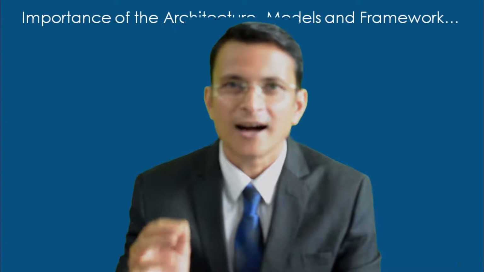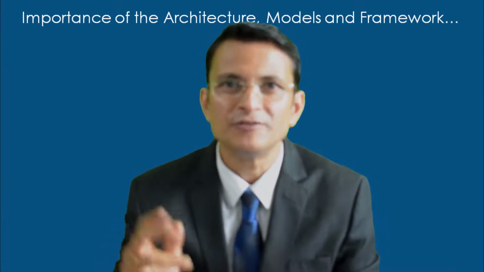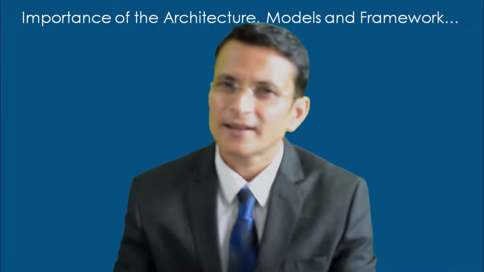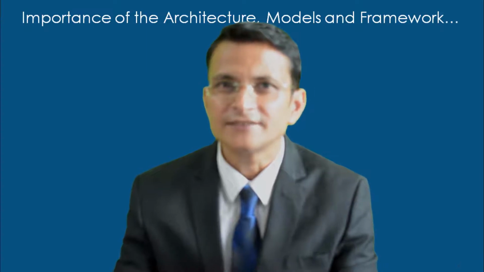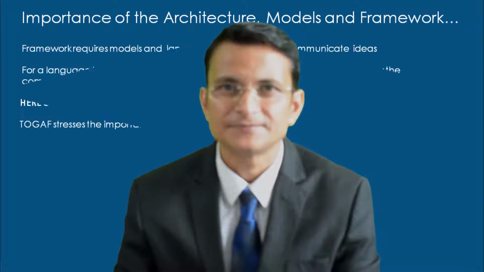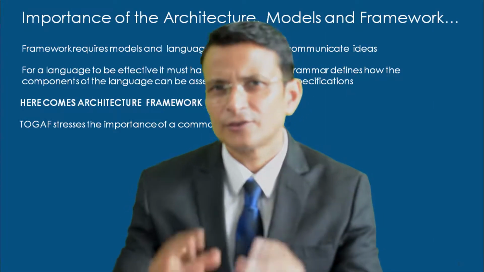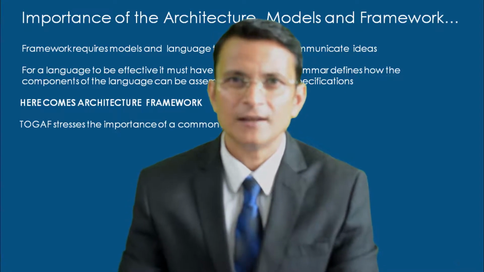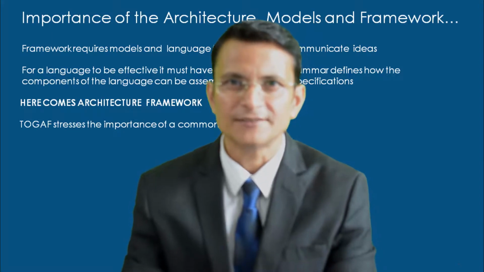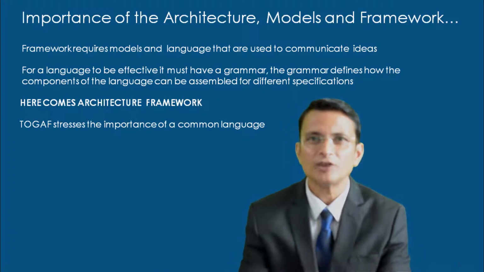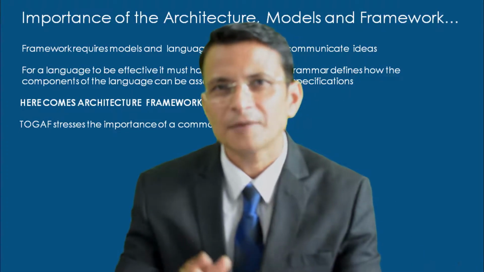So what does a framework need? A framework needs a language, a model to communicate, isn't it? For a language to be effective, you need grammar. What does that grammar do? It defines the components of the language that can be assembled for different specifications. So now you understand where this framework comes into the picture, and then we talk about architecture framework, isn't it? So these models and language are the essential part when you are defining a particular framework. Here comes the architecture framework.